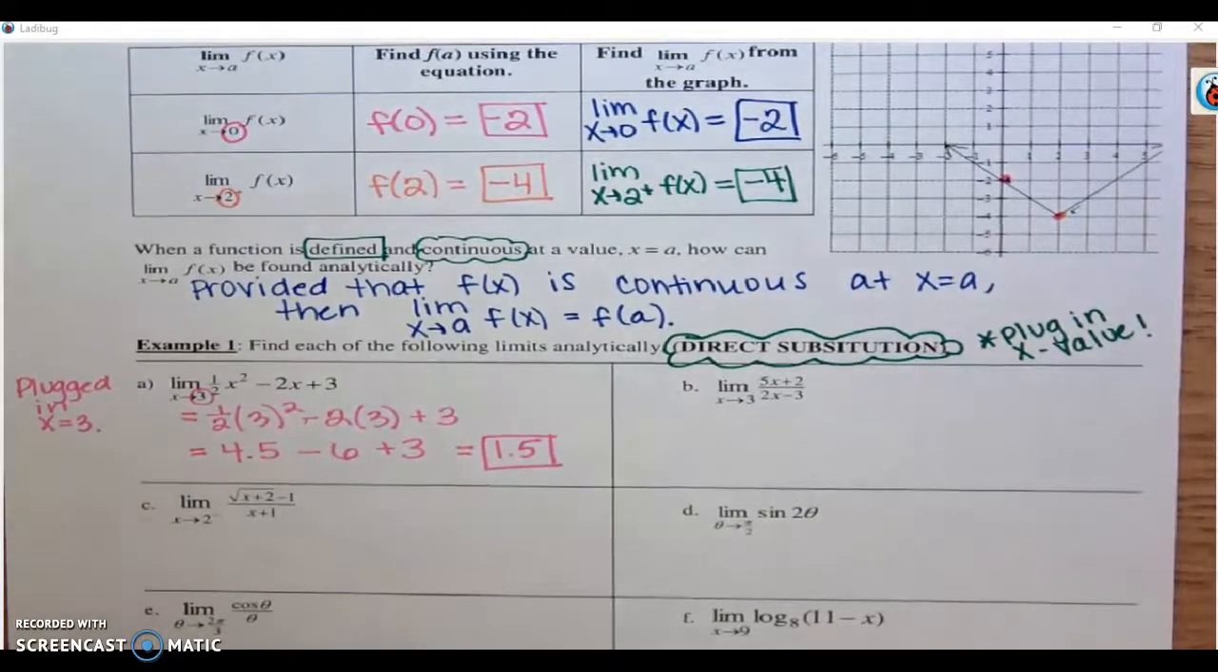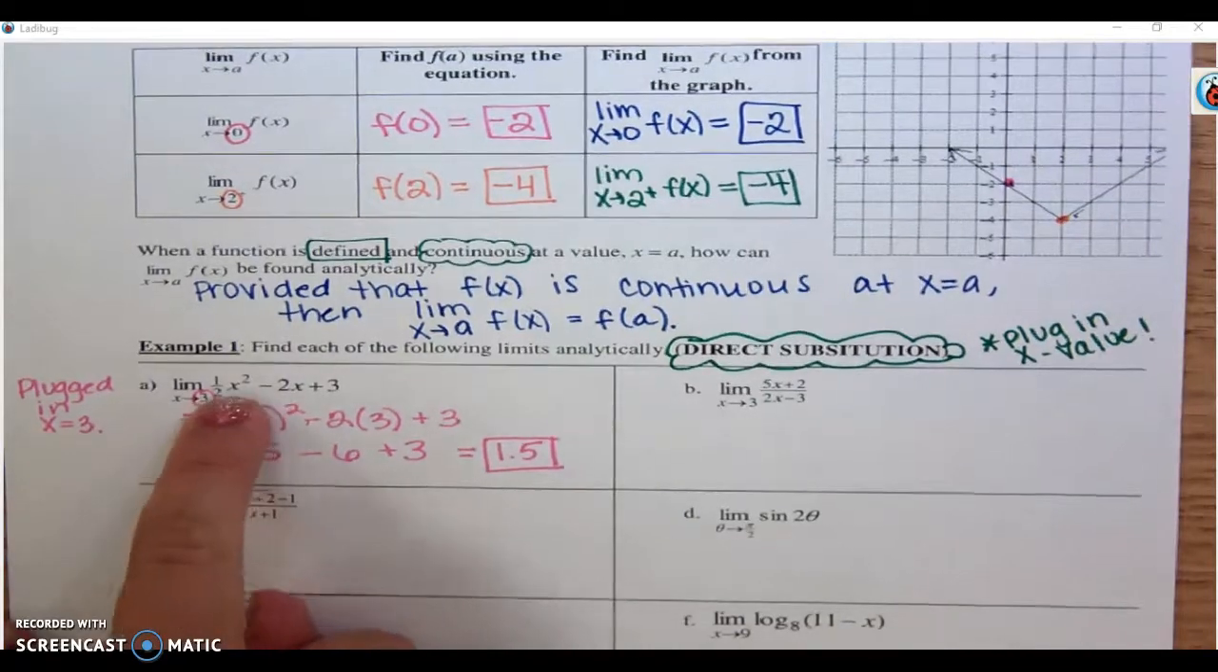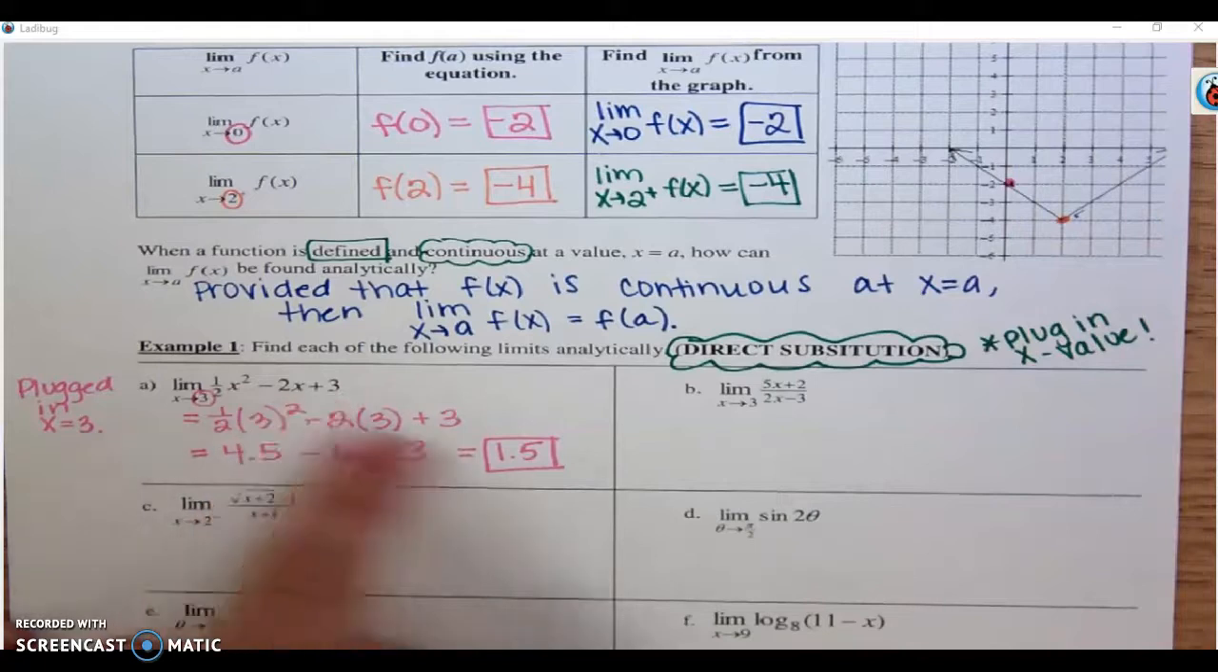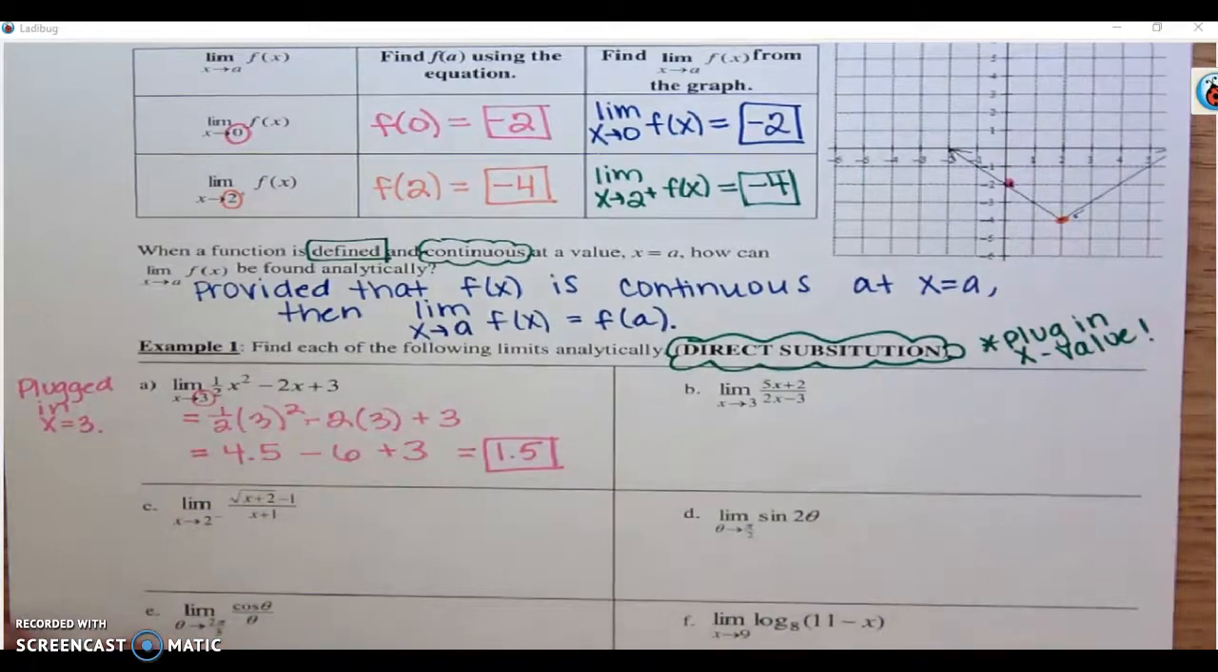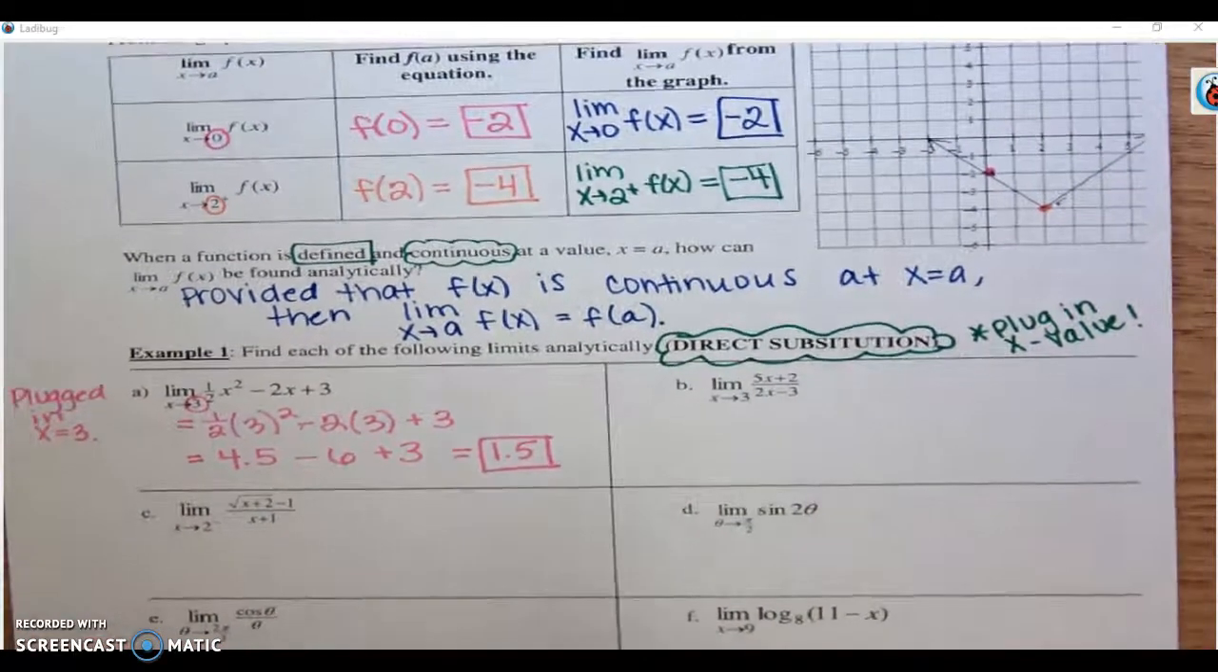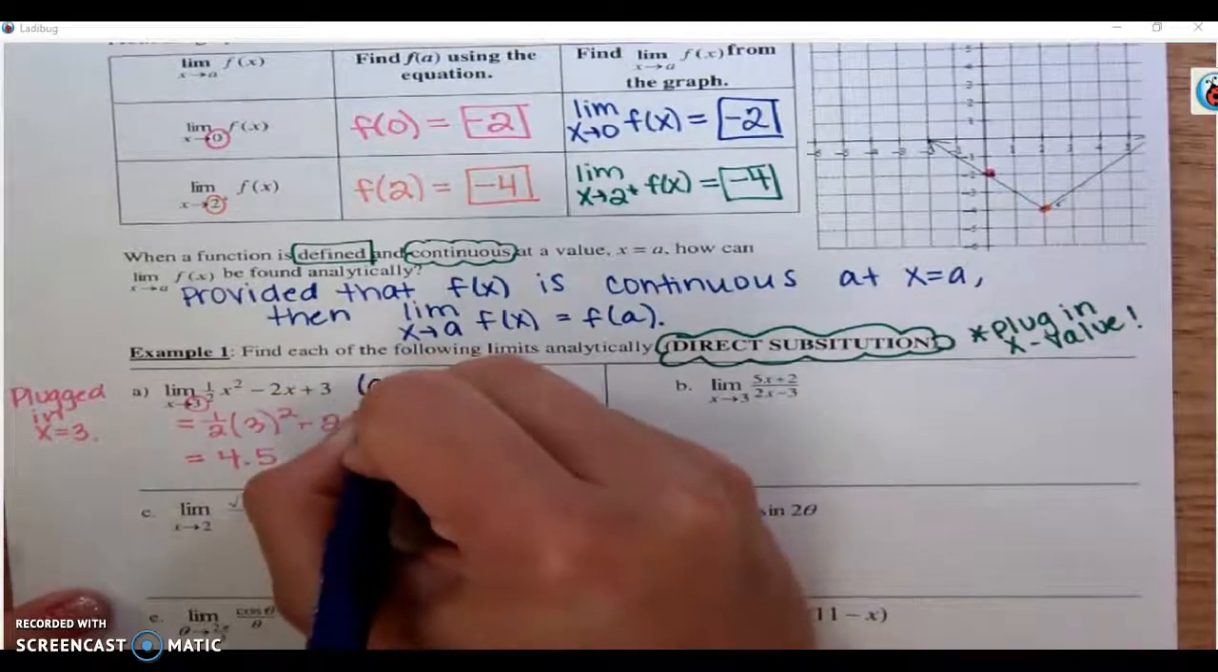Okay, so that's it. If we were to look at a graph here, because this graph right here is just a quadratic, that means it's always continuous, so this is going to work.